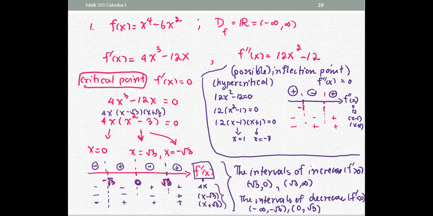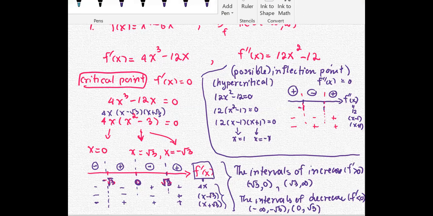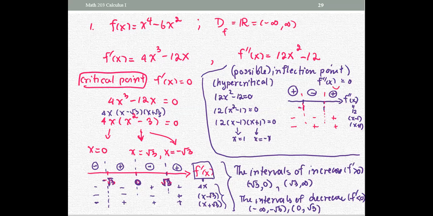When f double prime is positive, I'm happy, so concave up. Not happy when negative, concave down. And then I summarize this as the interval of concave up, which is negative infinity to negative 1, and 1 to infinity. And the other one, the interval of concave down, is going to be the middle one, which is negative 1 to 1.